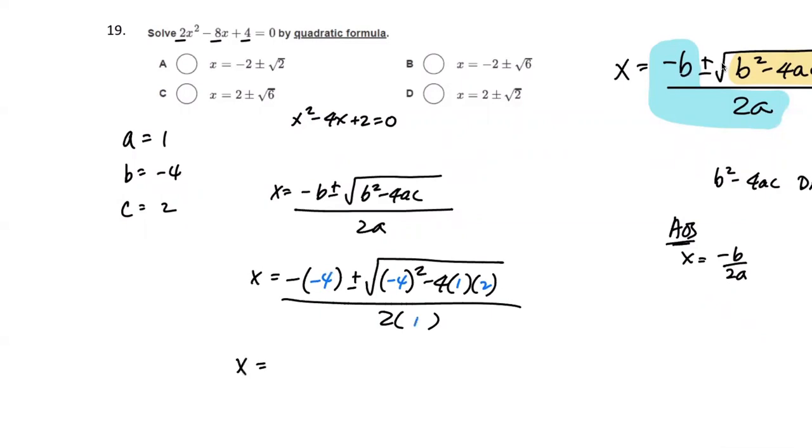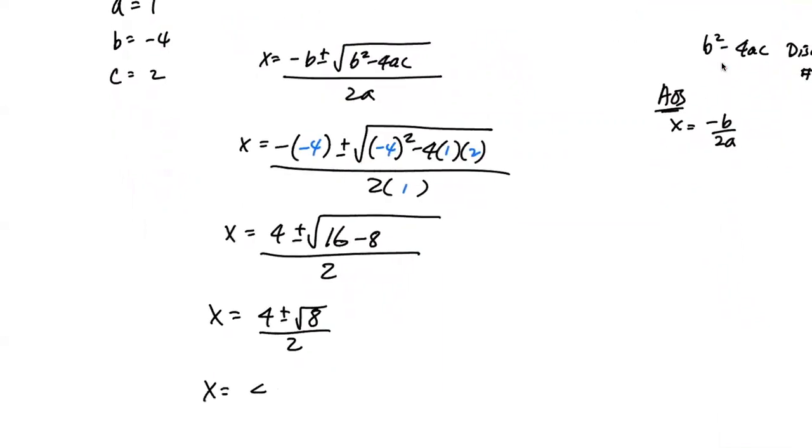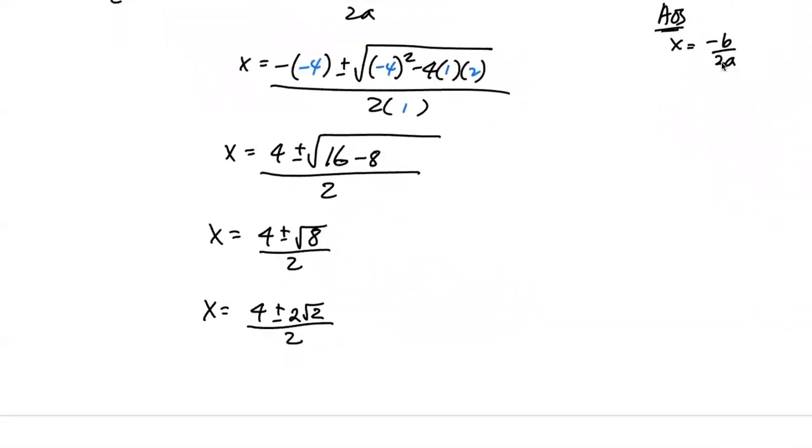All right, so you have that. Negative of -4 is 4, and then 16 minus 8, whatever that is, and then over 2. So x is equal to 4 plus or minus the square root of 8, over 2. And here you've got to be ready to reduce the square root of 8 to 2 root 2. And then you divide, and by the way, when you reduce, you reduce with both.